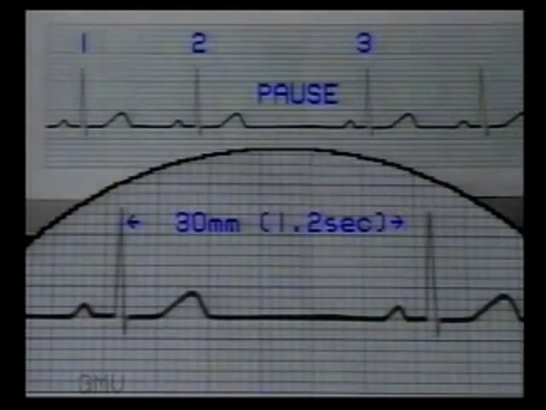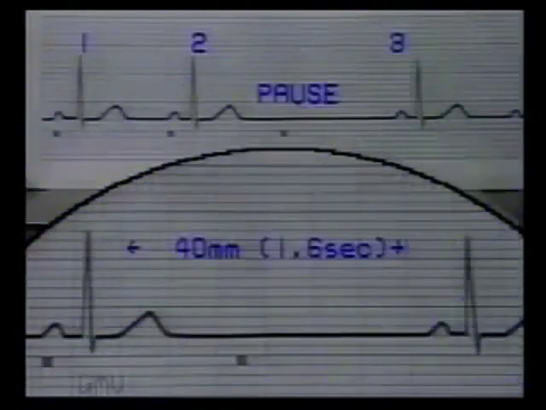Now measure the RR interval, and it is 30 small squares, that is 1.2 seconds. It has no relation whatsoever to the previous RR intervals. And after the pause, normal sinus rhythm has started again. So this is a sinus pause, a pause following a normal sinus beat.